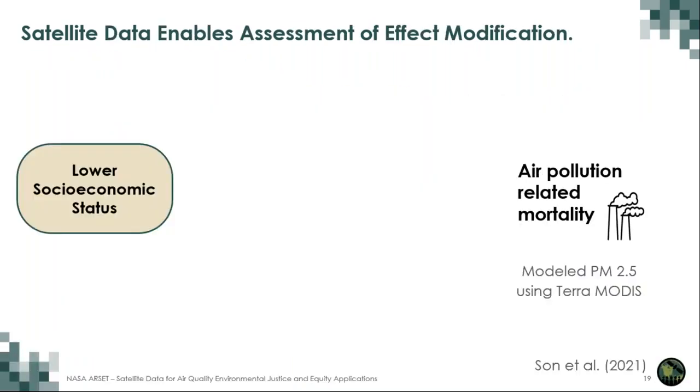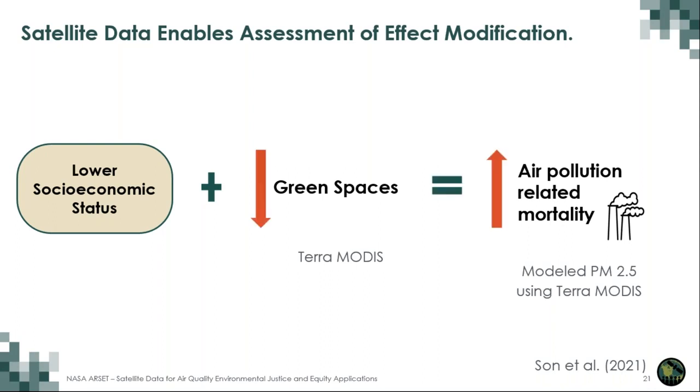Another understated advantage of satellite data is the ability to assess how multiple environmental categories interact with each other. Several studies that we reviewed showed that lower socioeconomic status was associated with higher air pollution burdens and mortality. Son et al. 2021 introduced satellite-derived green space to see how that modified the relationship between socioeconomic status and air pollution-related mortality. They found that less green space was generally associated with higher air pollution-related mortality for all population groups, with lower income groups having the highest associations.